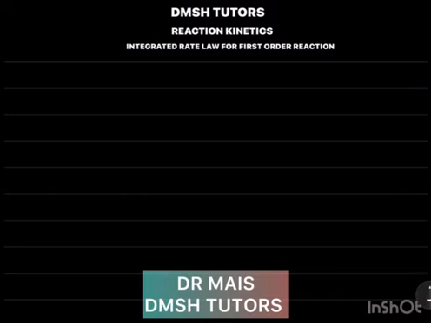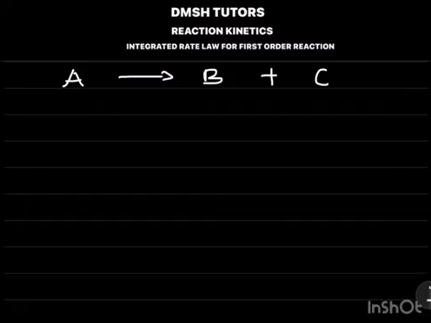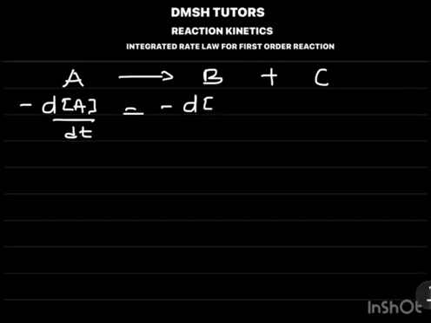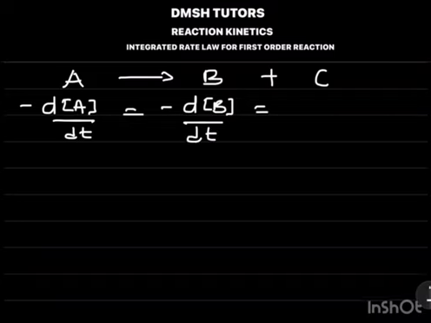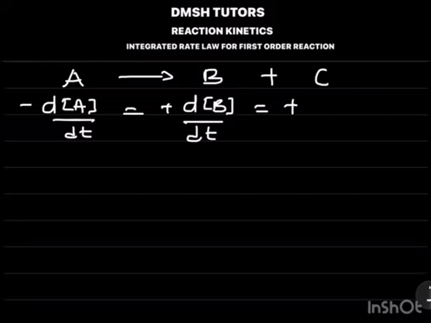Let's consider this chemical equation: A gives B plus C. The rate of this reaction can be written this way: minus d[A]/dt equals minus d[B]/dt equals plus d[C]/dt. This represents the rate of this reaction.